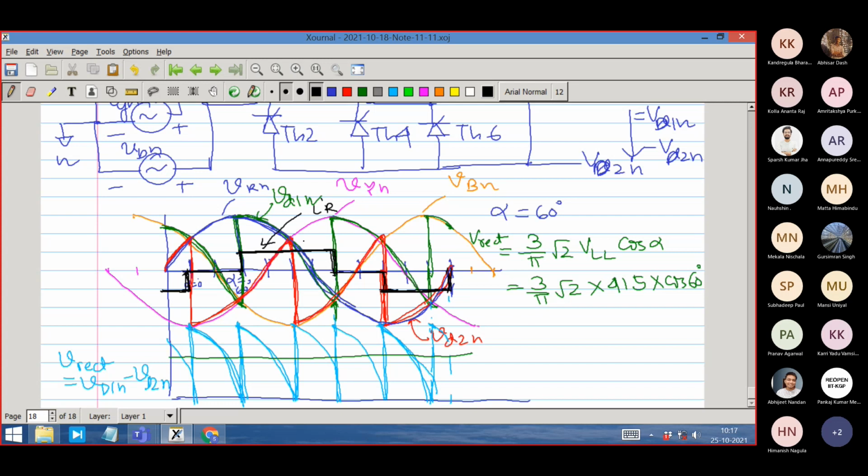Otherwise it is 0. Current gets value equal to ID. What is the value here? Minus ID, right? So this is the current shape. But where is its fundamental located? Where is the 0 of the fundamental?